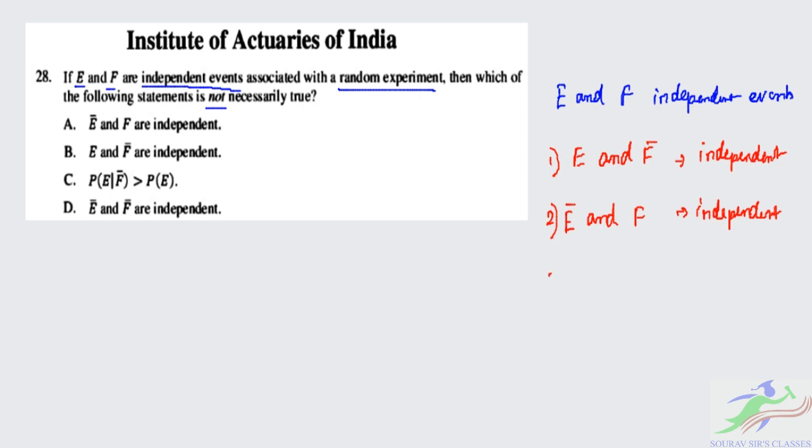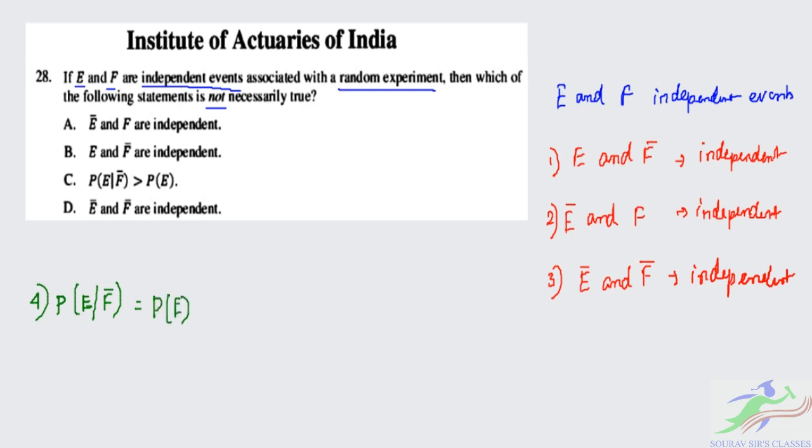So I have to find the incorrect one. Point 3 is both E bar and F bar, that is independent, it is going to be independent. And another point, point 4, is that the conditional probability of E provided F bar has occurred will be equal to simply the probability of E. Why? Because E and F are independent.